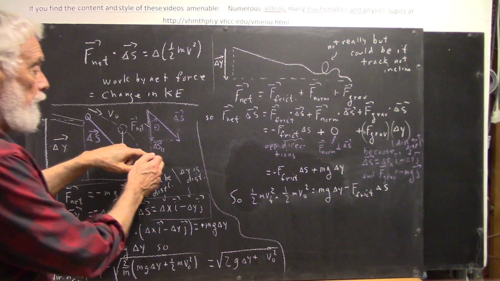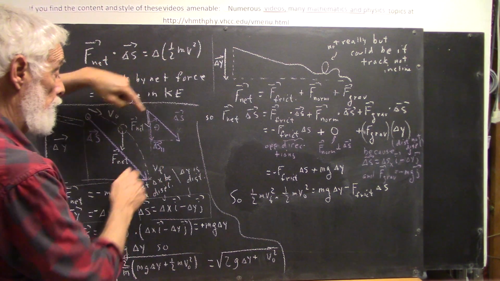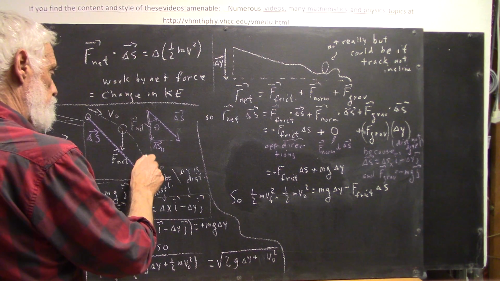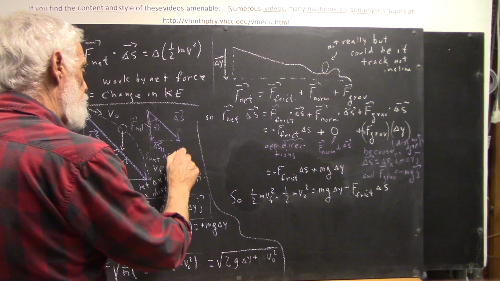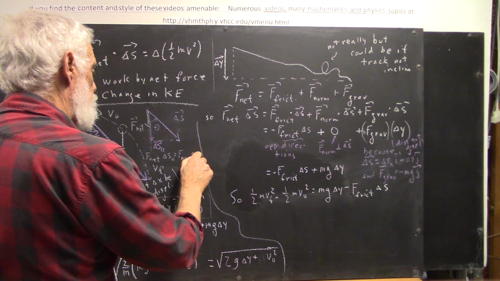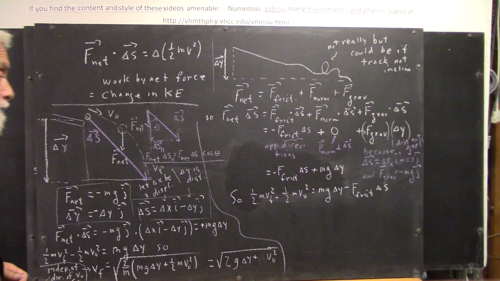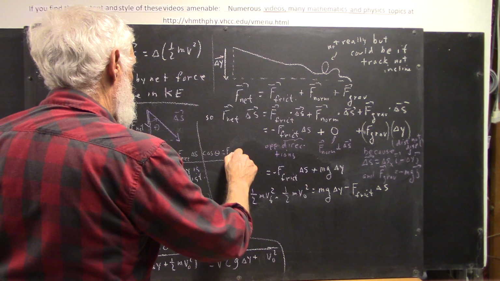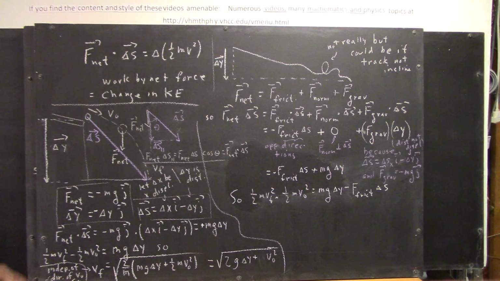But of course, the delta S parallel has a magnitude that's equal to the magnitude of this vector times the cosine of theta. So that F net delta S parallel equals F net delta S cosine theta. And that equals, of course, F net vector dotted with the delta S vector.